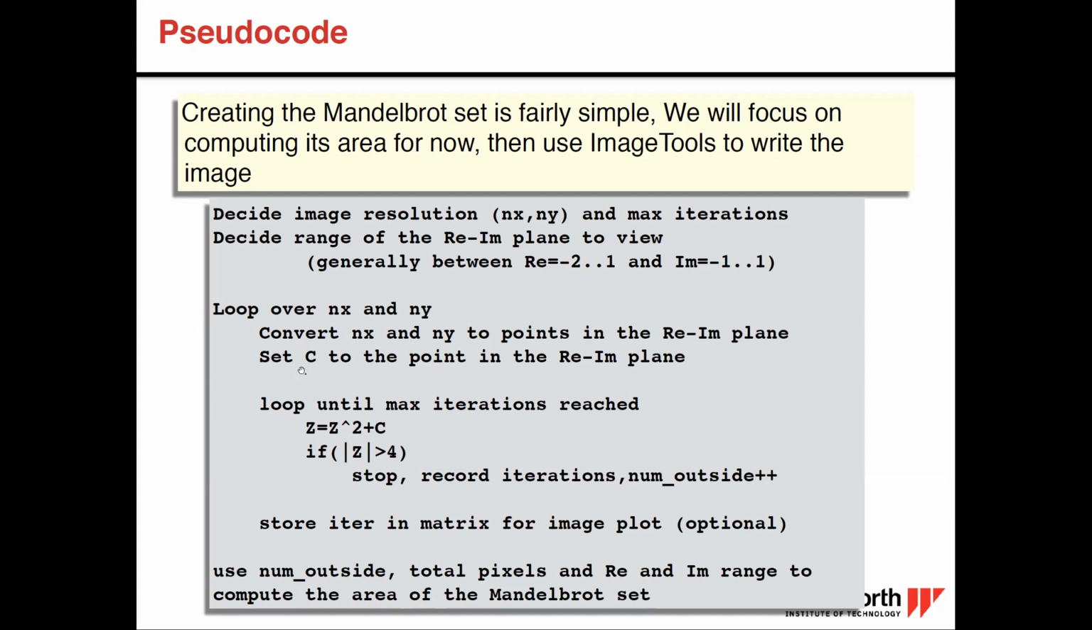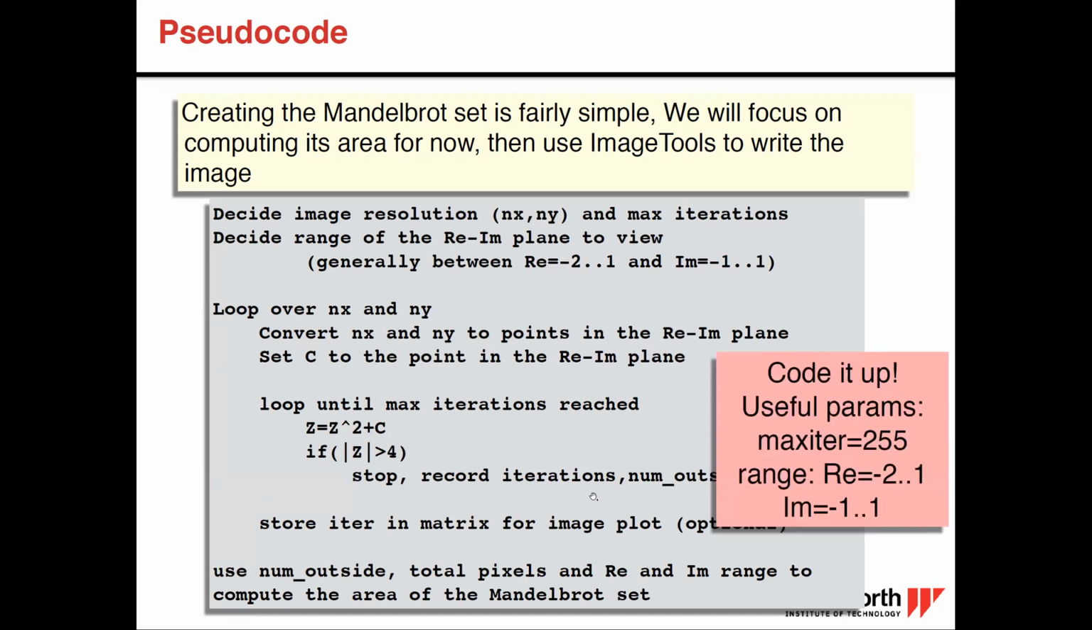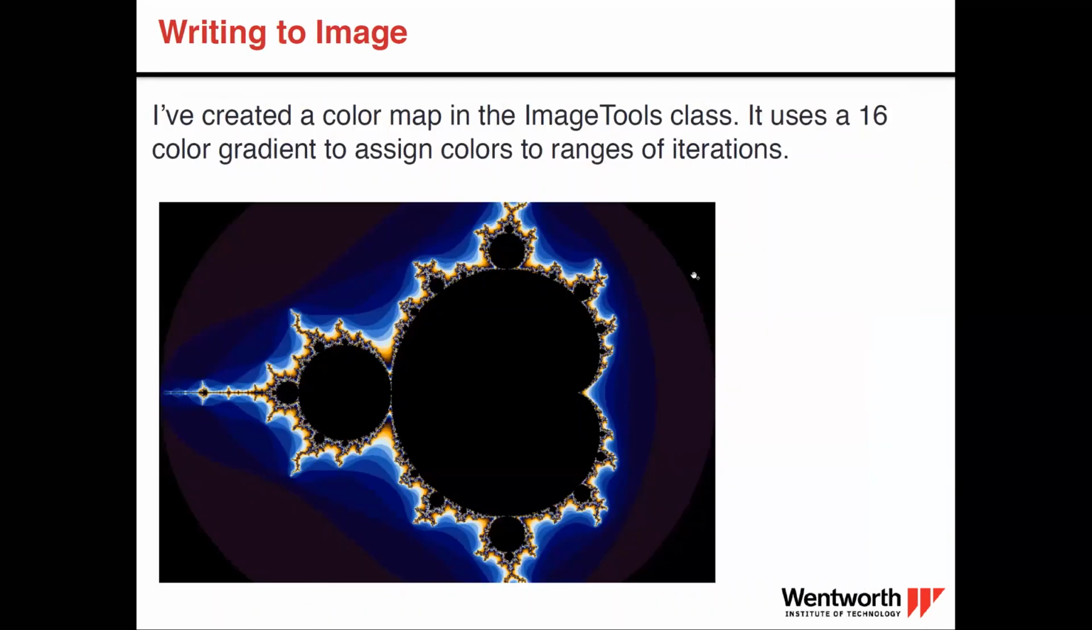So we're going to have two loops here. We get all the pixels, and then we'll have one while loop where we actually do the equation. If the Z becomes greater than 4, then we stop and we record. We store the number of iterations it took into our matrix to plot the image. That's it. And then we'll write to the image. So let's go ahead and code it up. Then we'll write the image, and we can take a look at the colored version and the grayscale version as well. So let's jump in here and actually do it.